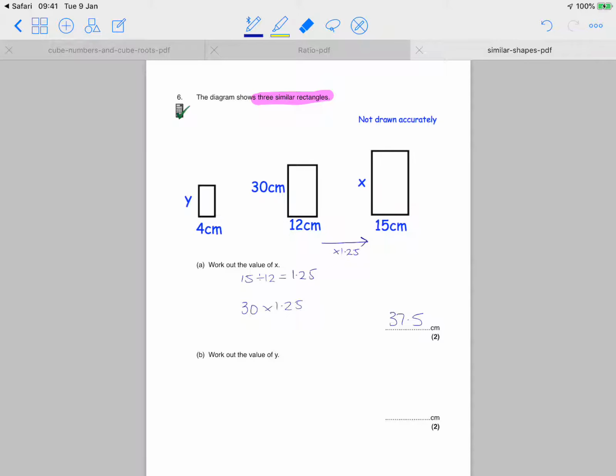And then if we're going to have a look at part B, we need to look at this relationship here so that then we can use it to find that y value there. So if you look this time, it's getting smaller. It's actually been divided by 3. So we'll take our 30, we'll divide it by 3. So that must be 10 centimetres there.